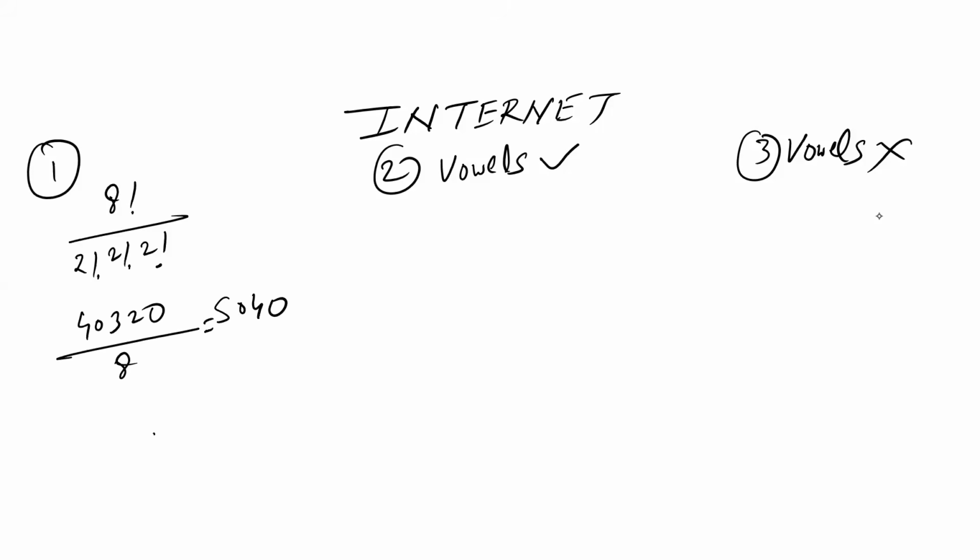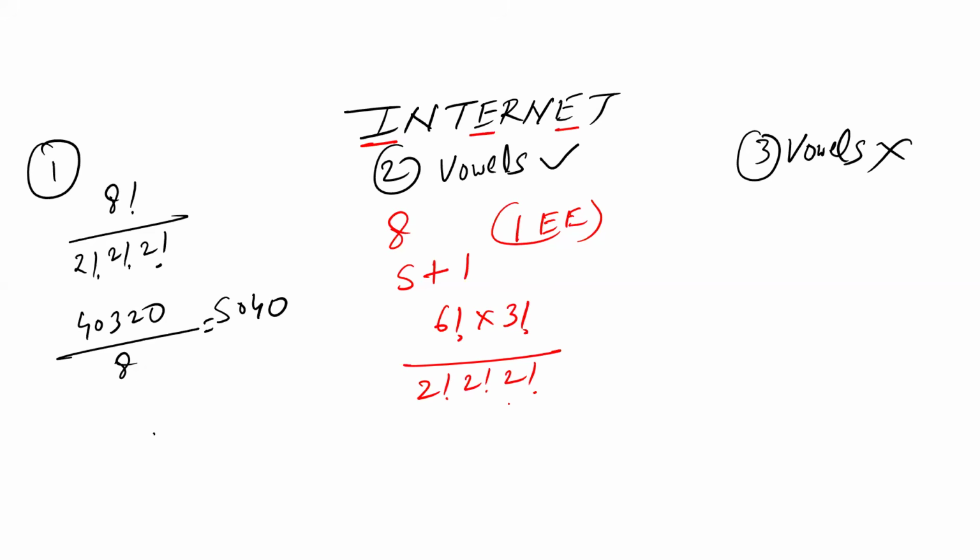Second, tell me for vowels together. What are the vowels? I, E, E. 3 vowels out of 8 letters, three. So 8 minus 3, 5, plus 1, 6 factorial, into, for those 3 vowels, repetition of 2, 360.